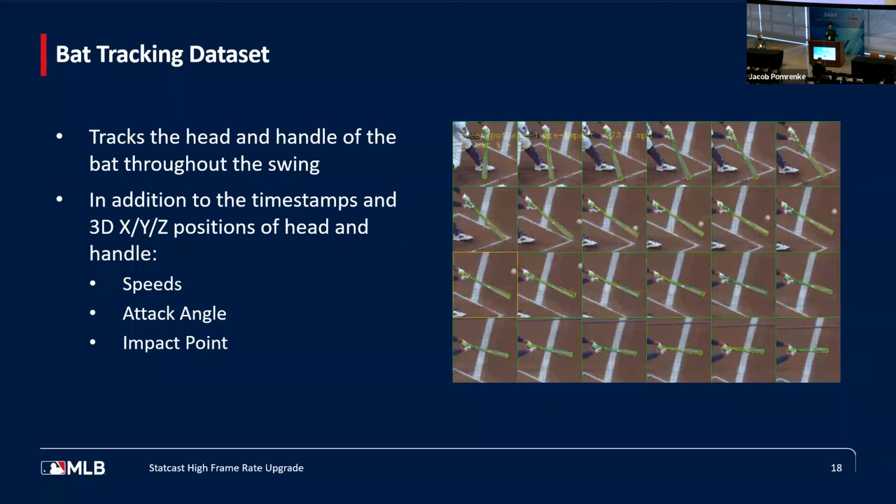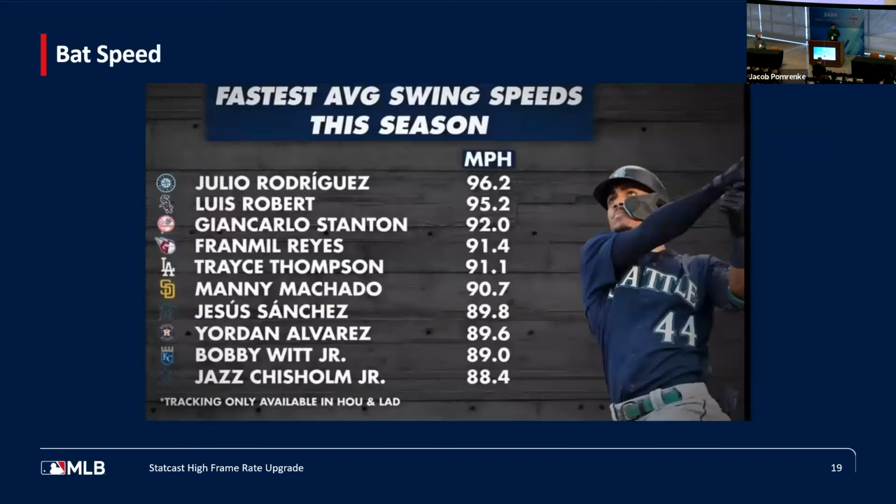So we can find the speeds of various things, whether it's the speed of the sweet spot of the bat or the speed of the head of the bat or the handle. We can get the attack angle and impact point, so we can see where along the bat the ball struck, not only horizontally, but also across the bat, and a bunch of other things too. So what does this tell us? What can we learn with some of this information?